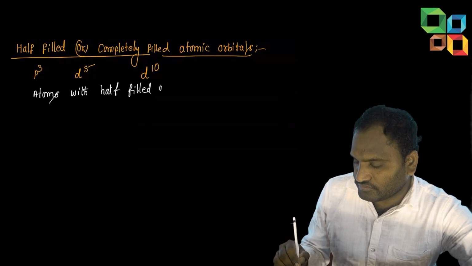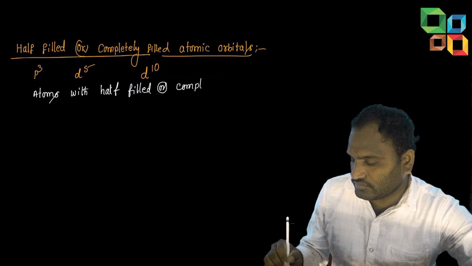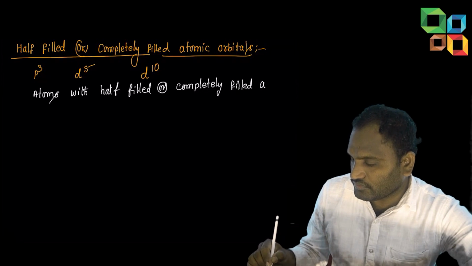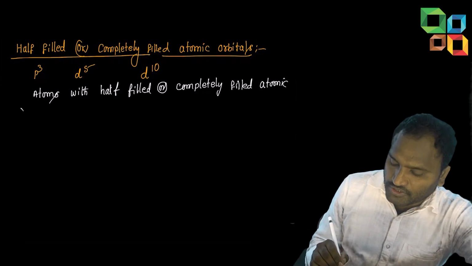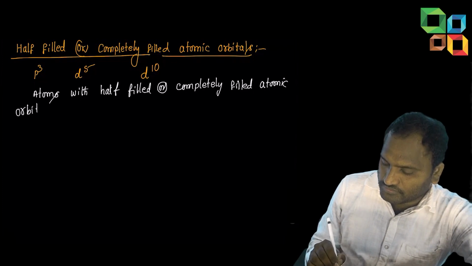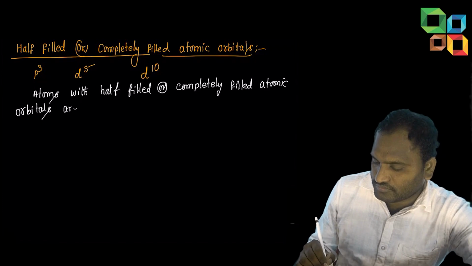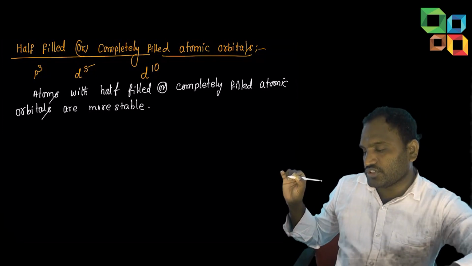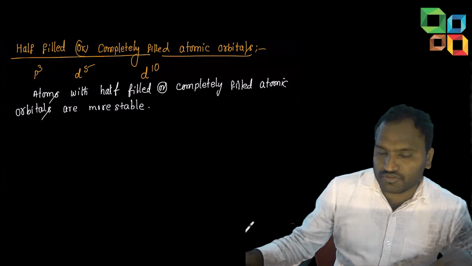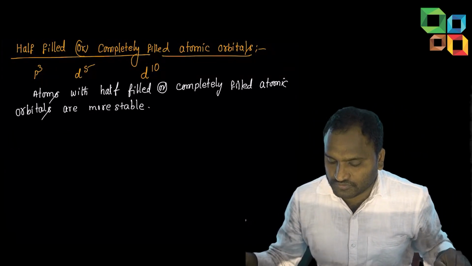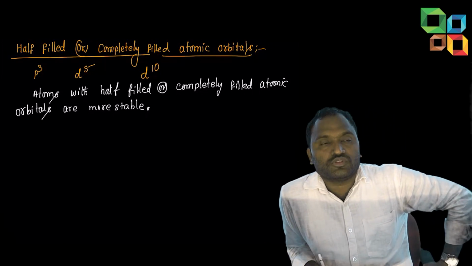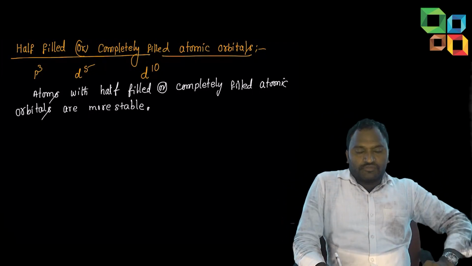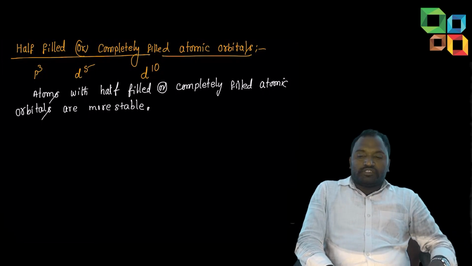Half-filled or completely filled atomic orbitals are more stable. Removal of an electron from a more stable configuration requires more energy. So, more stable means they need more ionization energy. Elements with stable configuration need more ionization energy.